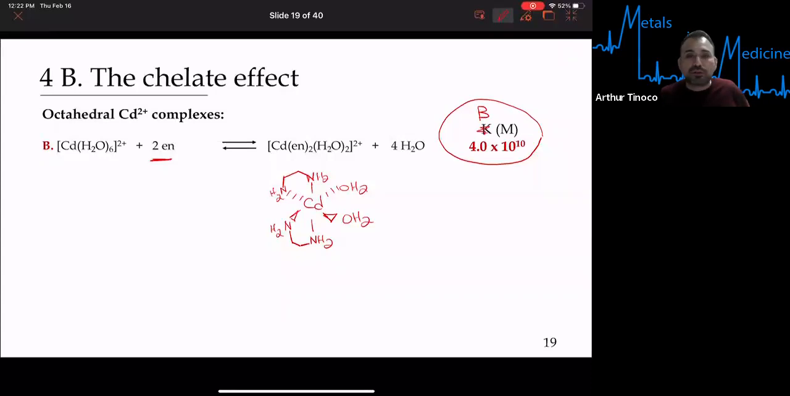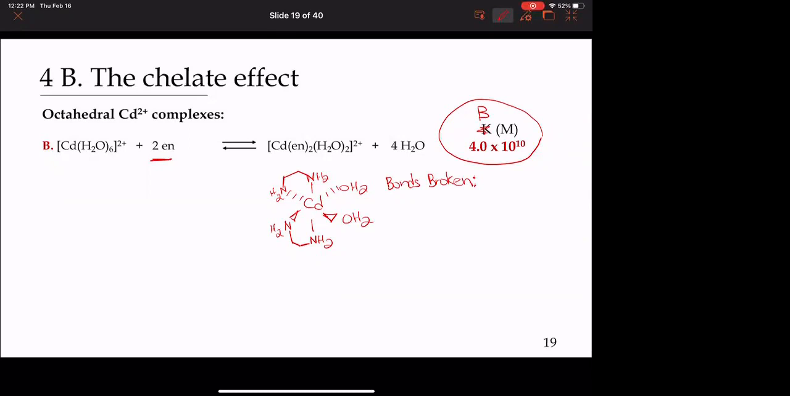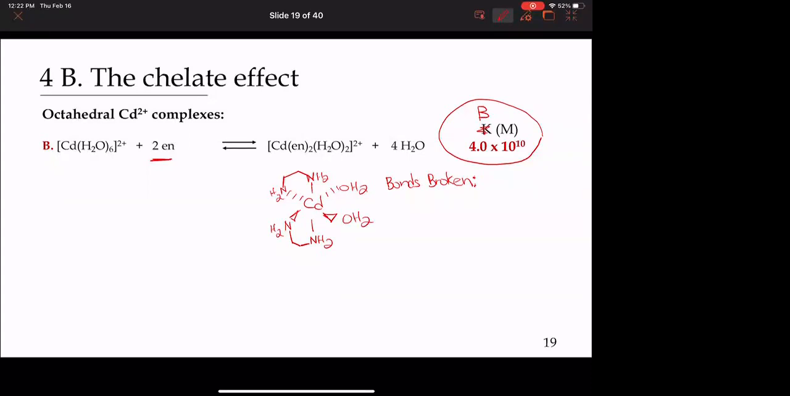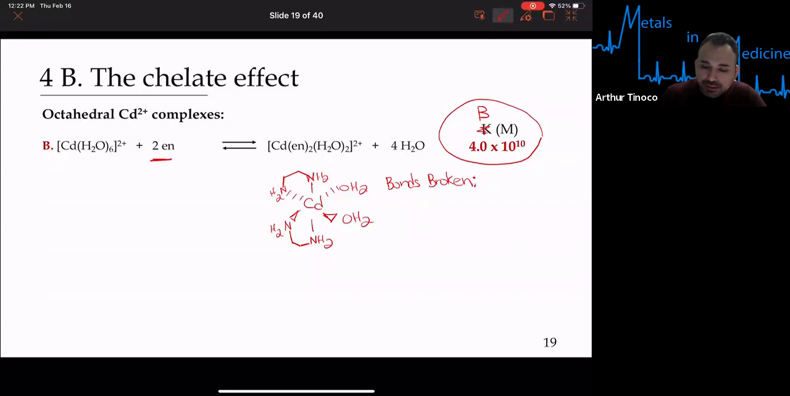So quick question to everyone. What type of bonds are we actually breaking? All right, so anyone, what bonds have been broken in this process? What are they? Ajá. The OH, so we're not breaking OH groups, but we are breaking the cadmium oxygen bonds. Those are what we're breaking.